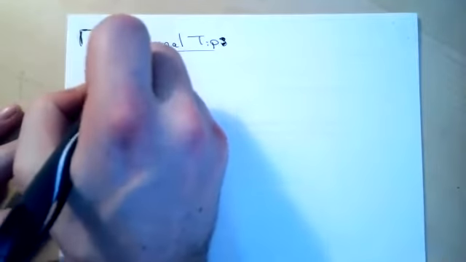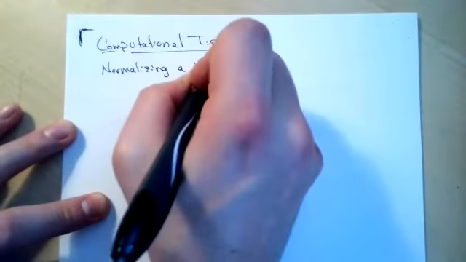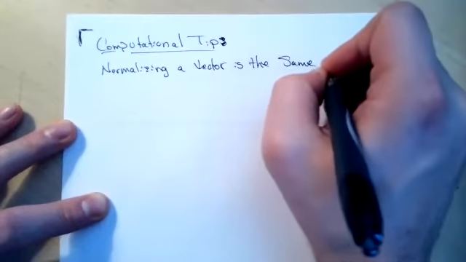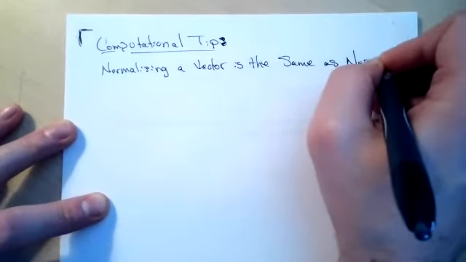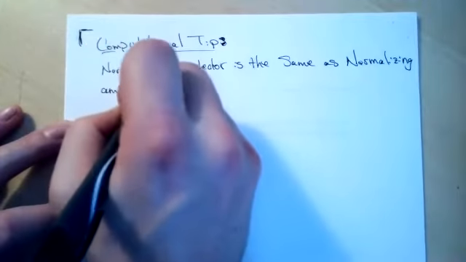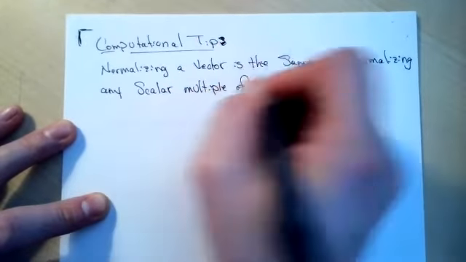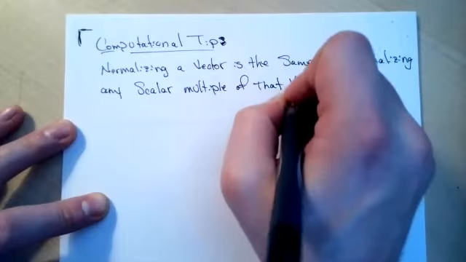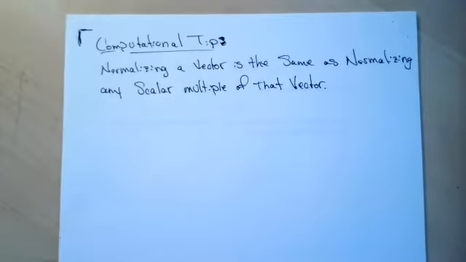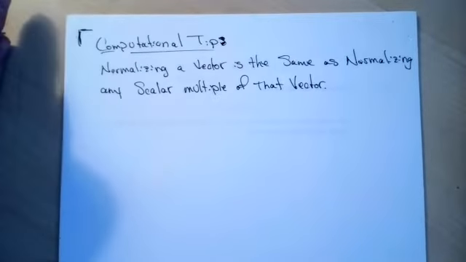namely that normalizing a vector is the same as normalizing any scalar multiple of that vector. Right, so a vector has a direction. So if we scale that vector by any value, it's still going to point in the same direction. Then we can normalize that vector.